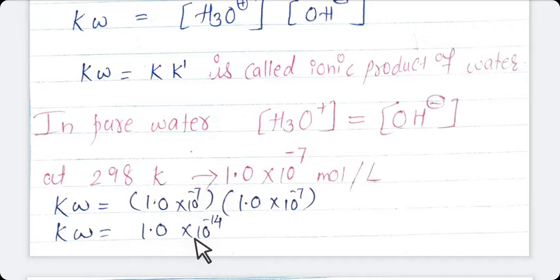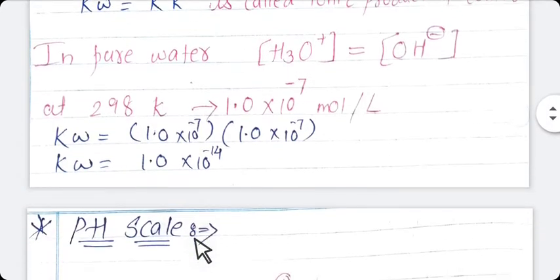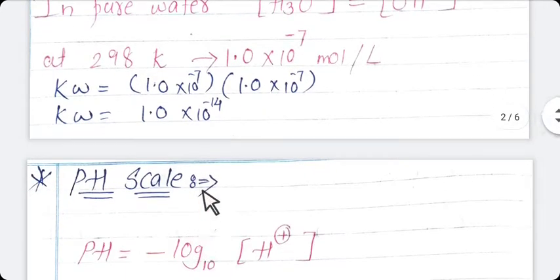The next topic in this chapter is pH scale. You all are aware of pH. Actually, what is pH scale? Instead of writing concentration of hydronium ion in mole per decimeter cube, it is easy or convenient to express it on the logarithm scale. This is known as pH scale or potence of hydrogen.